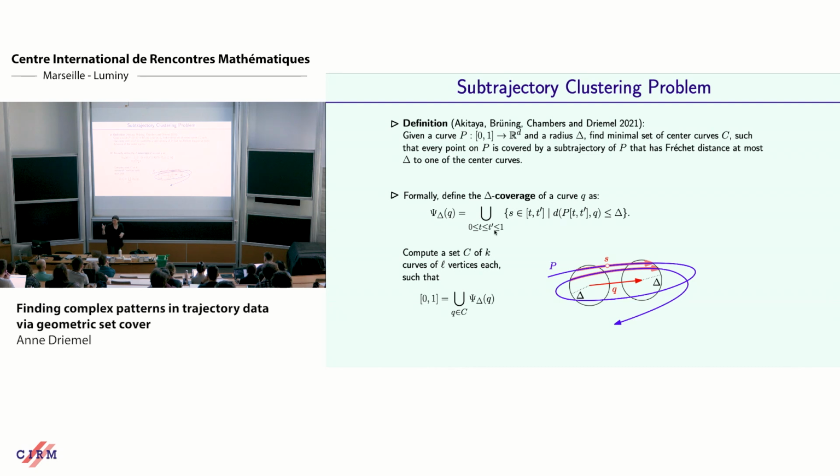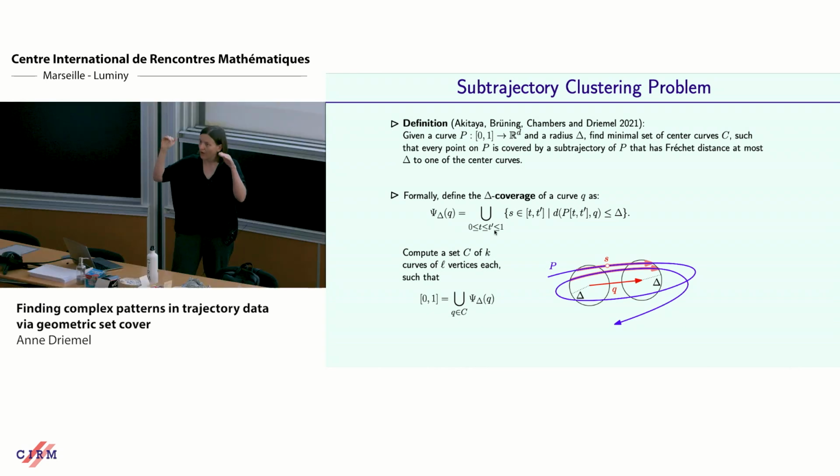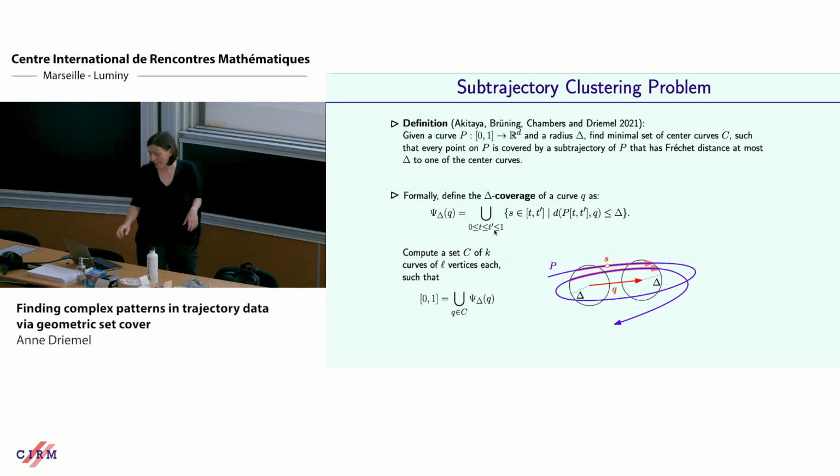A set is defined by another curve, a cluster center. Now I just take the union of all subtrajectories, all subcurves of my input curve P, and I take all the points on those subtrajectories, and they are all covered. It's a bit weird: I look at this metric ball, the metric ball contains a subcurve, but then I just break it down to all the points on the subcurve. I'm not interested in covering all subtrajectories, because lots of them are not meaningful. I just want to cover the curve with these types of sets.